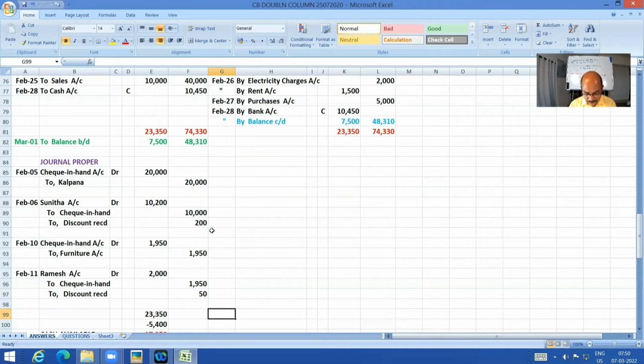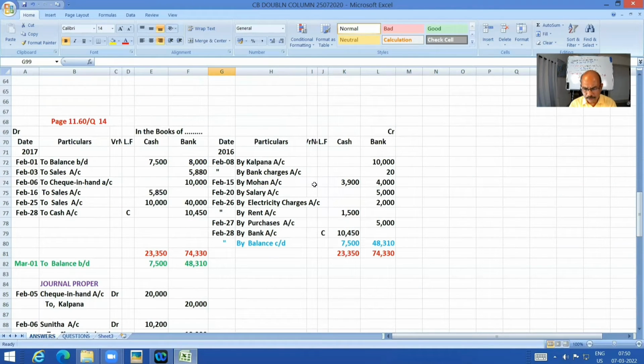That's all. Settle Mohan's account by giving a check of rupees 4,000 and cash of 3,900. I owe Mr. Mohan how much? 8,000. I pay him 4,000 by check and 3,900 cash. Simple like that. By Mohan, 3,900 to the extent of cash here, 4,000 to the extent of bank here. Obviously, there is a discount of 100 which comes in the journal proper, and small things I'm not showing in the journal proper. Only critical entries I'm showing. Okay, fine. Next.